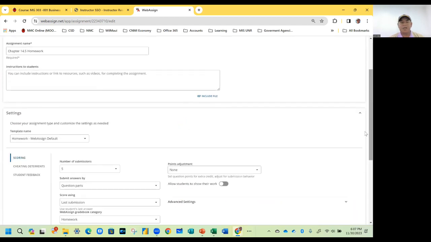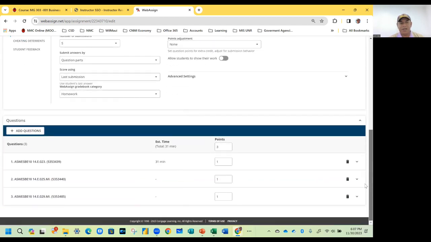Some of the problems are just testing our understanding of reading the ANOVA. So that, let's see.